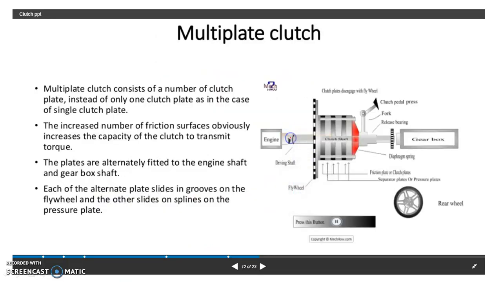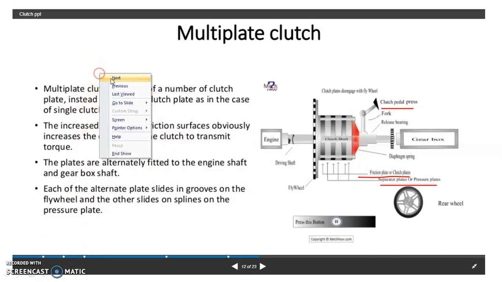After that, let us see the working. It works like a single plate clutch. You will see here there are friction plates or clutch plates, and separator plates or pressure plates here. So here there is a clutch pedal. So this way you can read the working of multiple plate clutch.